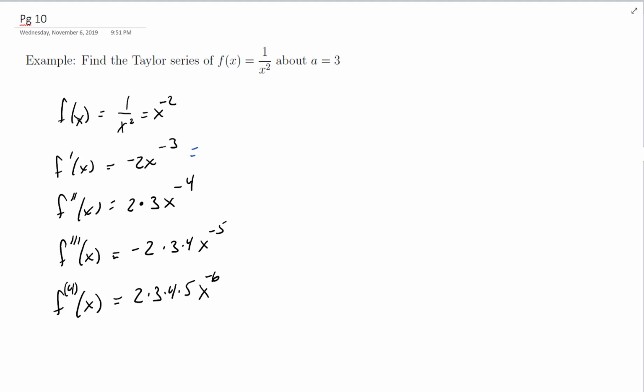Now, in all of these, I can look at them as a fraction. So this is minus 2 over x cubed. This one is 2 times 3 over x to the fourth. The third derivative is negative 2 times 3 times 4 over x to the fifth, and the fourth derivative is 2 times 3 times 4 times 5 over x to the sixth.